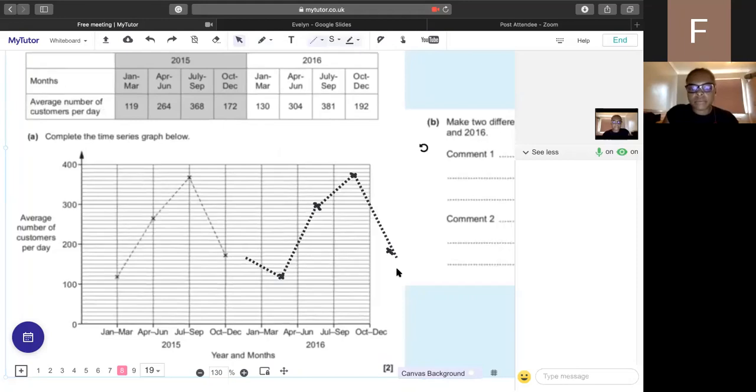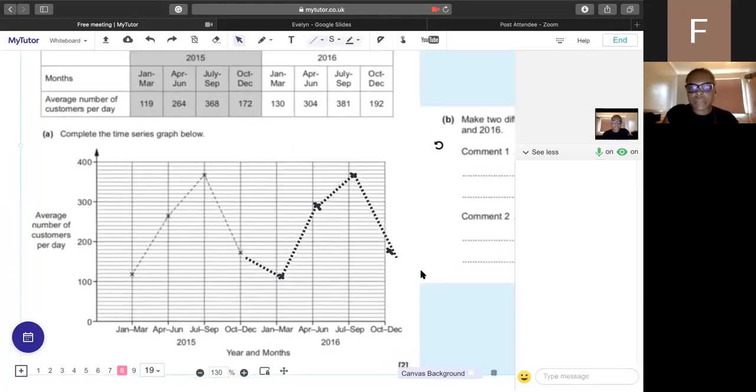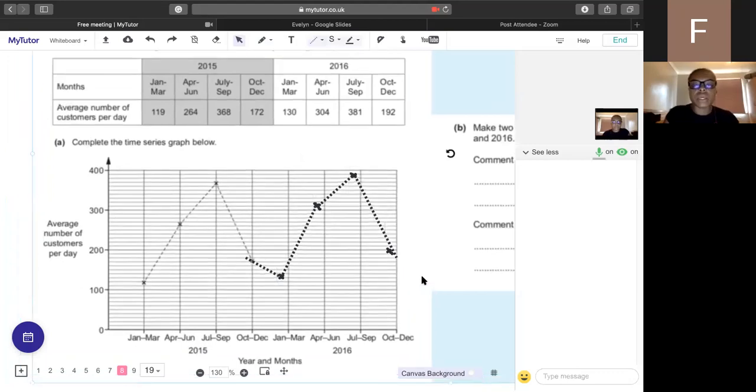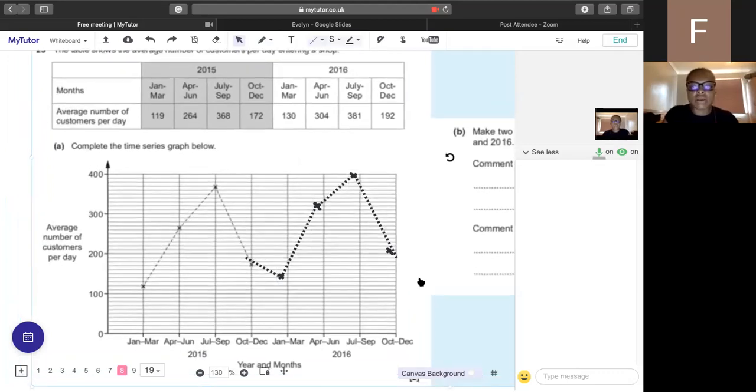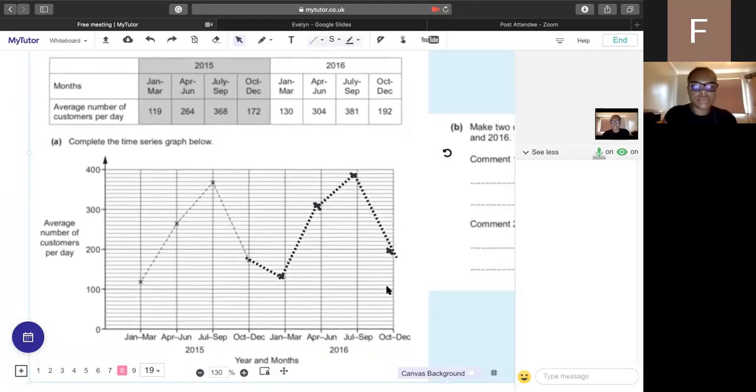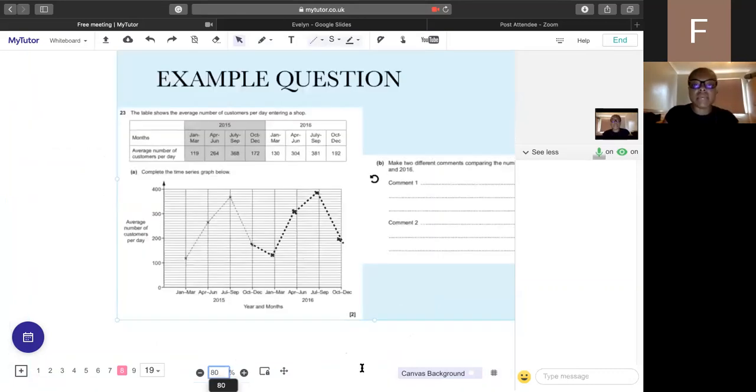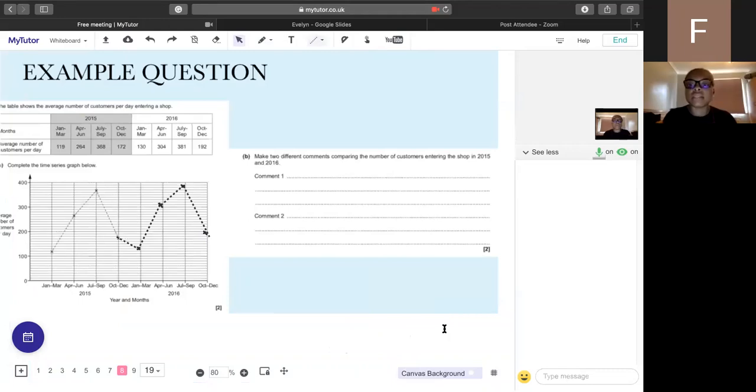Oops. Okay, so that is that. So the next part of the question is now asking us to, if I zoom out quickly as well, make a couple of comments based on the number of customers entering the shop in 2015 and 2016.